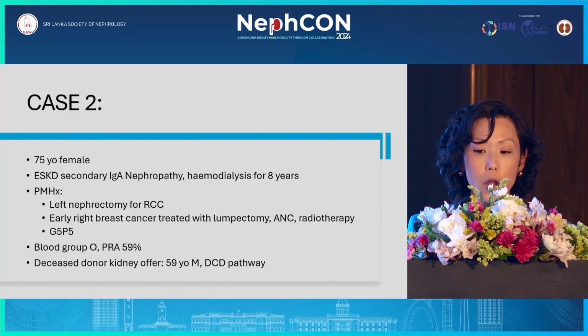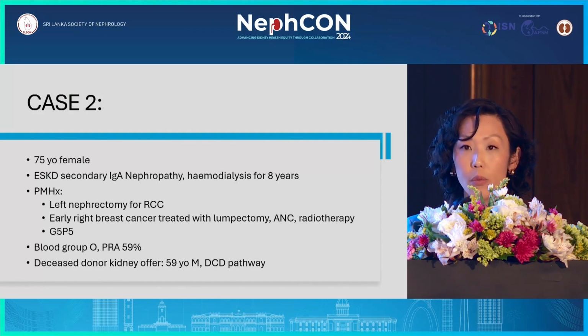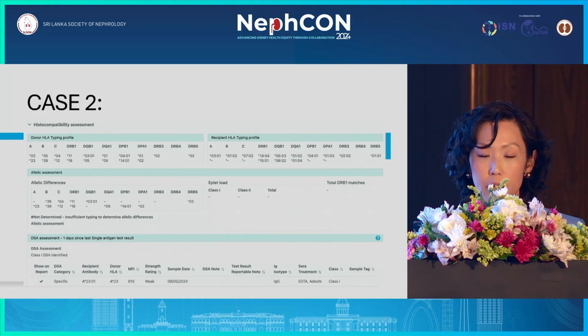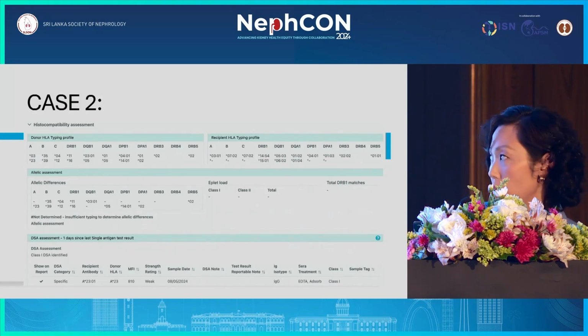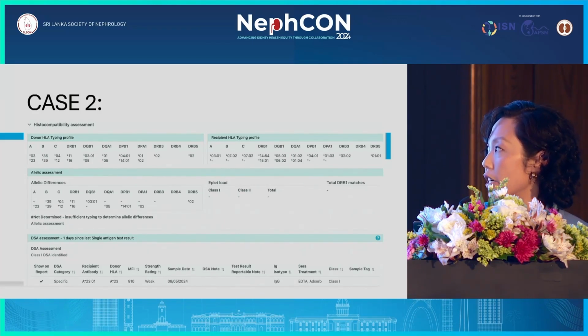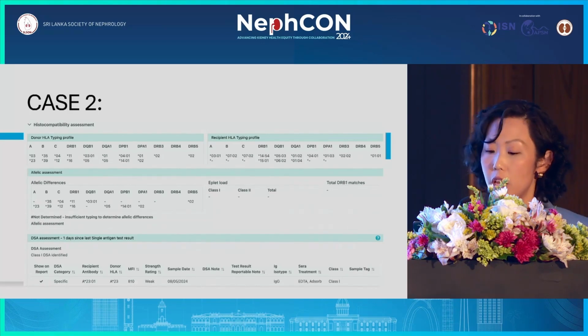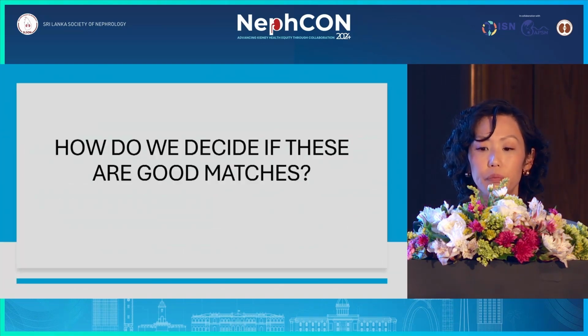She was blood group O, and due to her 5 pregnancies, she was moderately sensitized with a PRA of 59%. She received a deceased donor offer via the donation after circulatory death pathway from a 59-year-old male. And here was their match. Both of them were blood group O. There were 12 HLA mismatches, 5 of these at the A, B, and DR loci. And there was a weak class 1 DSA with an MFI of 810 in the most recent pre-transplant serum.